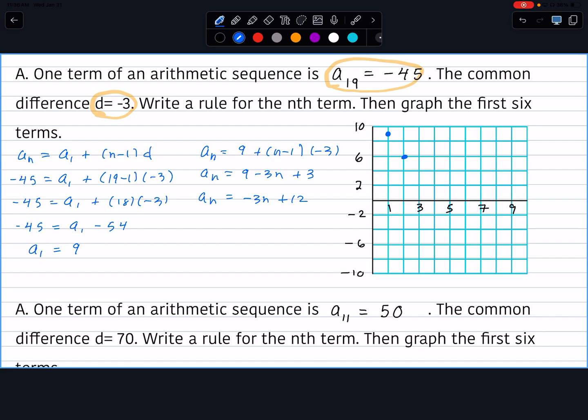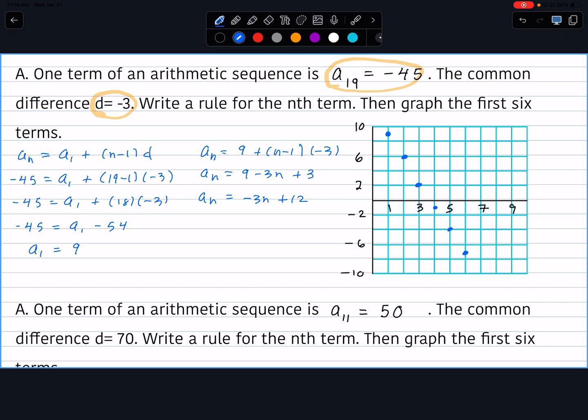From there, if I plug in 3, I get negative 3 times 3 is negative 9 plus 12, which is 3. But notice, we talked about how this is a line. Notice the slope of our line is just down 3 over 1 every single time. So I could keep on plugging things in using the formula, or I can just recognize the next point's going to be down 3 over 1, down 3 over 1, down 3 over 1.